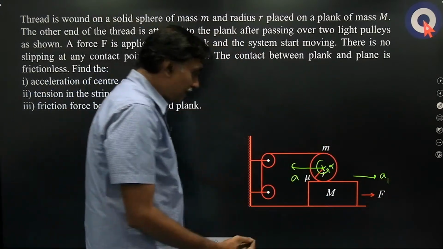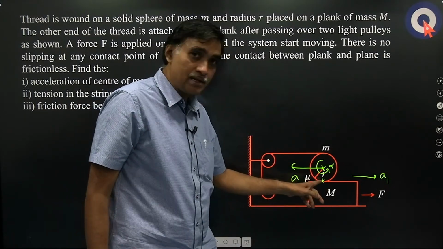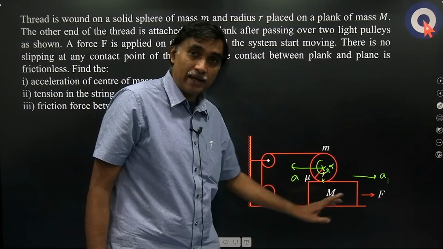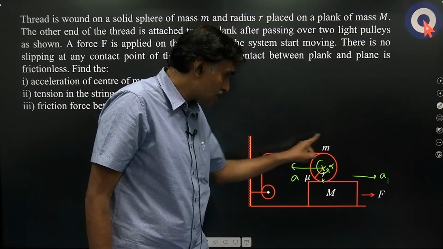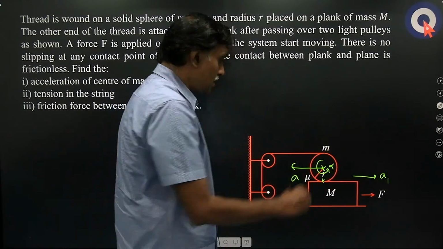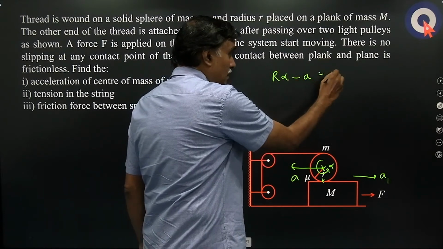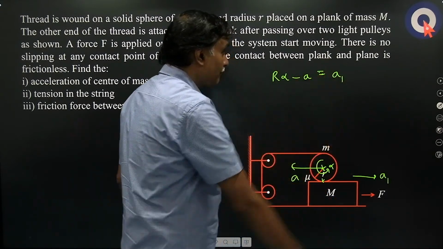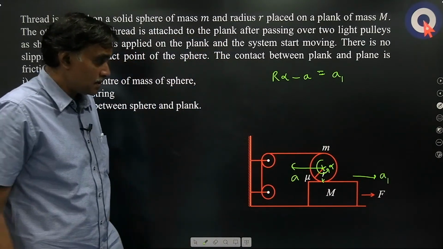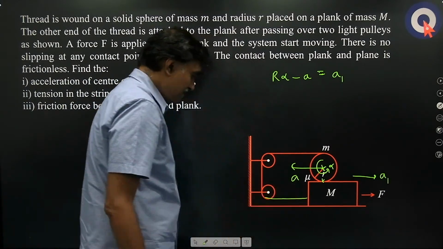So, first equation, if I write no slipping condition here: the acceleration of the point on this disc or sphere should be equal to acceleration of the plank. What is the acceleration of this point? Because of rotation, r alpha towards right, and because of translation, a towards left. So, r alpha minus a equal to a1, that is the first equation. Actually there is a string here which is not displayed here.